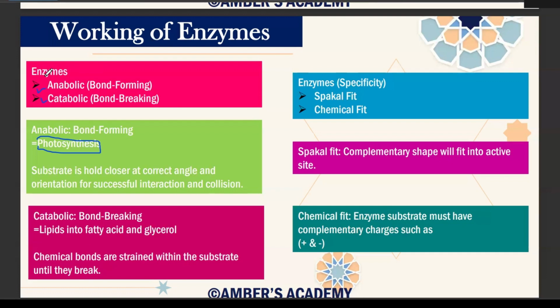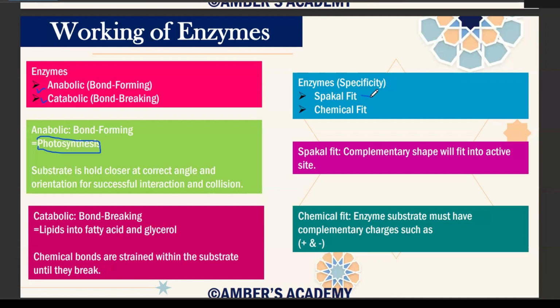So you need to remember that enzymes work in two ways. Either they form a bond or they break a bond. You should remember the example for bond formation. You should remember the example for bond breaking. Then we also know that enzymes are specific in nature. So there are two types of specificities when we talk about enzymes.